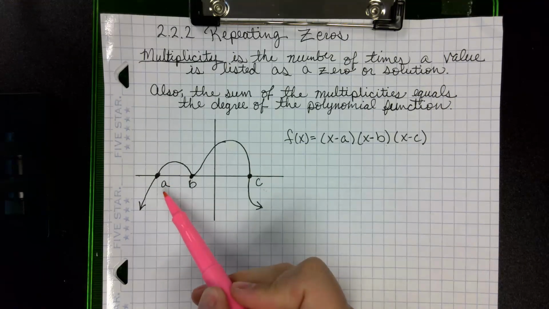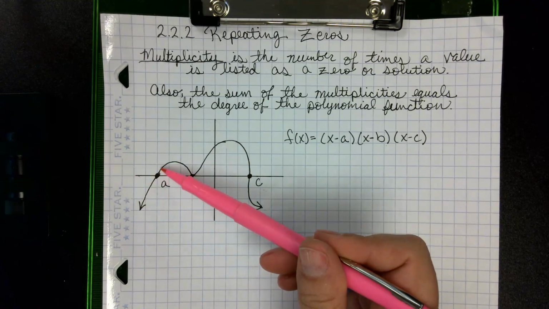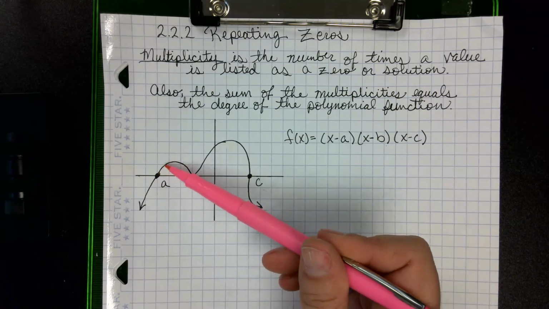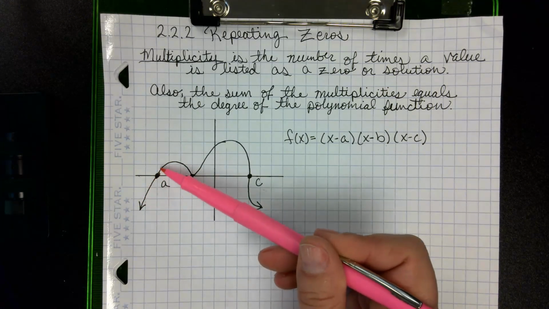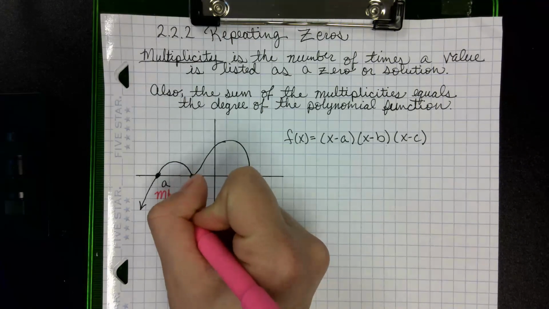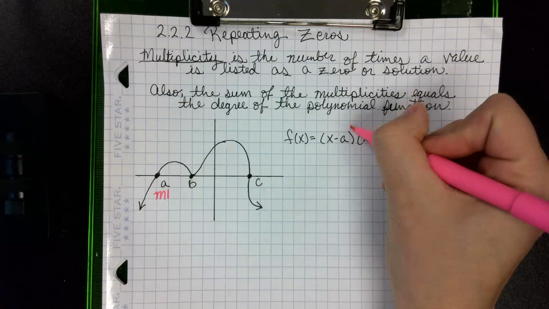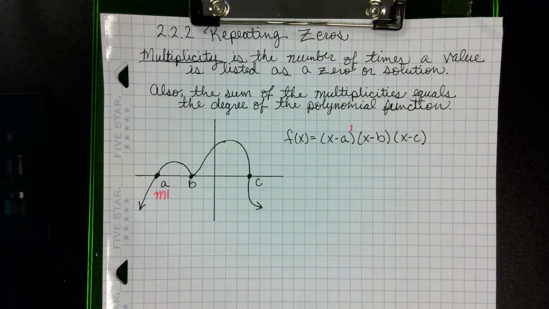So if we look at the first 0, it passes through at A. Since it passes through and nothing really happens, it just goes in a straight line, that's going to be a multiplicity 1, or an M1, which tells me there's only one solution there. There's only one 0 at A. Now I don't need to write my exponent of 1, but just for this notes example, I'm going to put it in as a 1. So there's 1 zero at A.